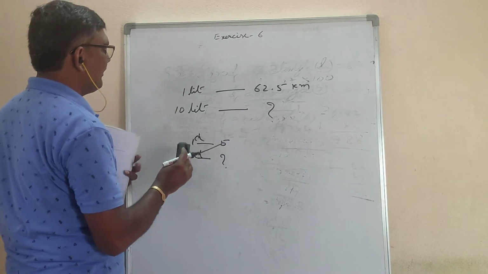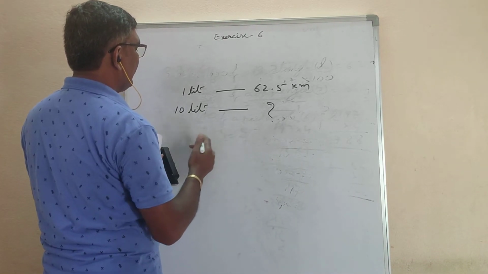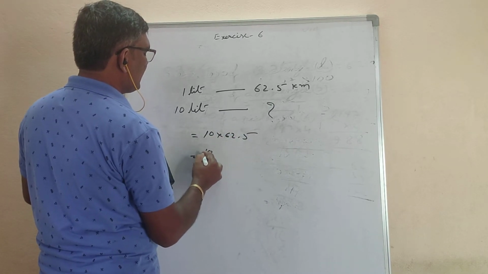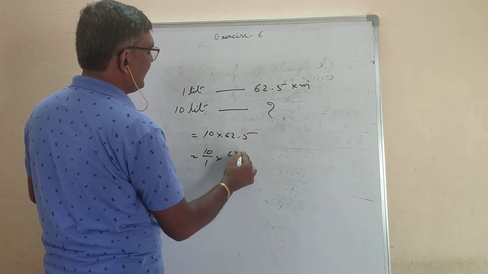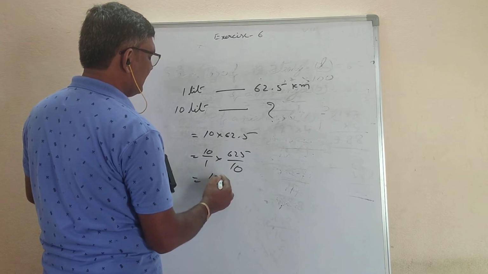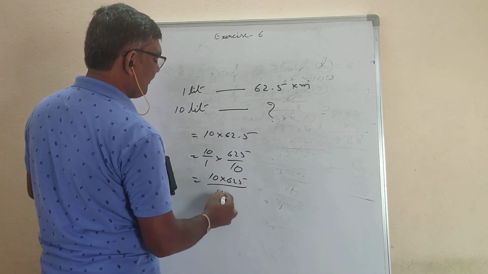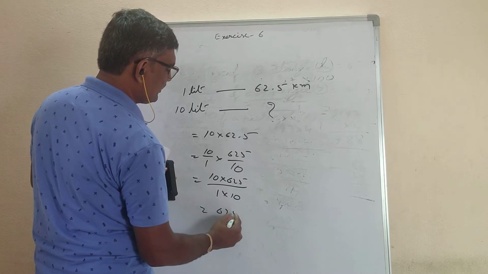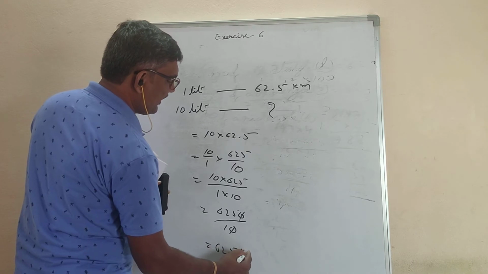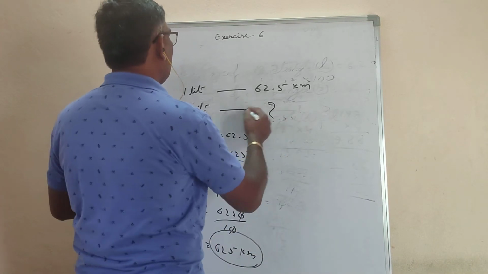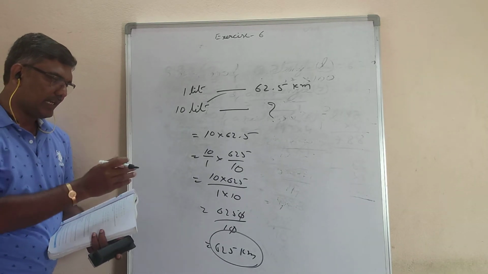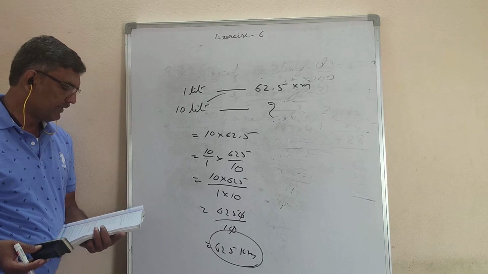So here, same, what you have to do is 10 into 62.5. 10 means 10 by 1. 62.5 is nothing but 625 by 10. You can cancel 10 and 10. Otherwise, 10 into 625 by 1 into 10, 6250 by 10. Zero cancels. 625 kilometers it can travel for 10 liters. With 10 liters of petrol, it can travel 625 kilometers.